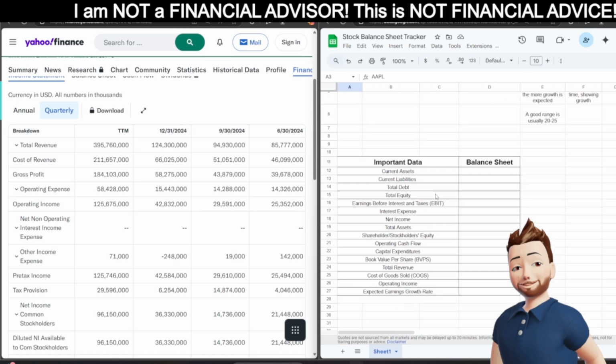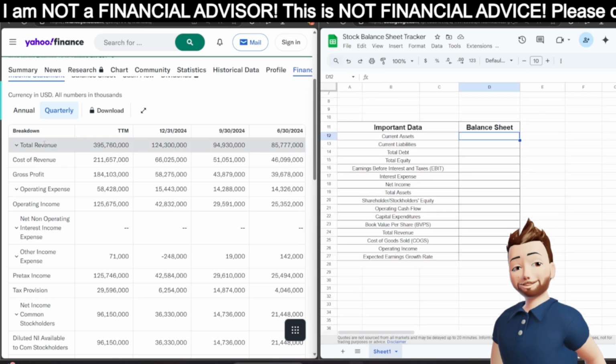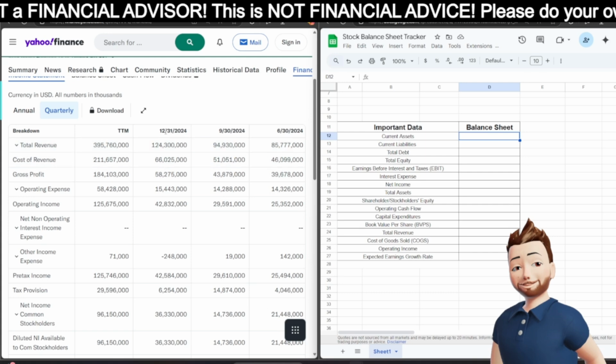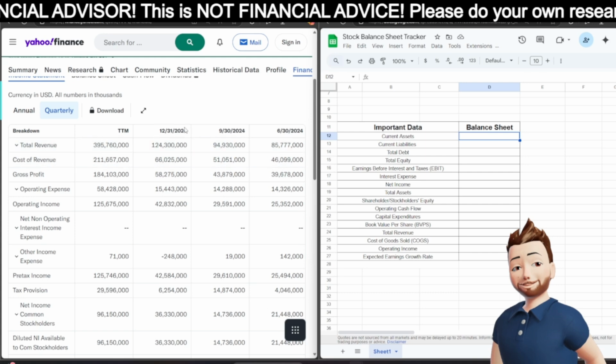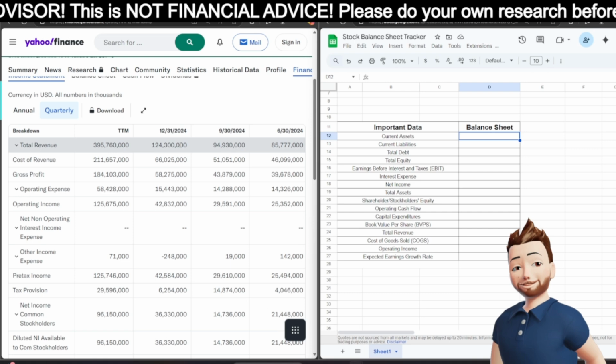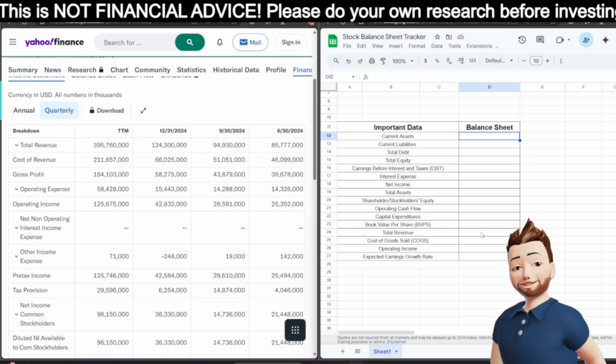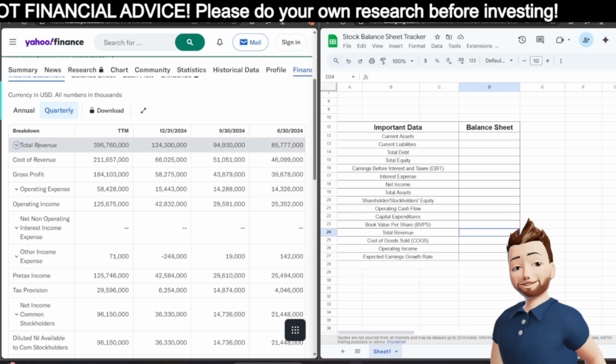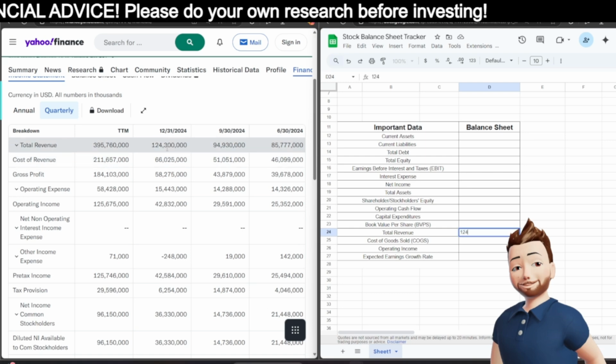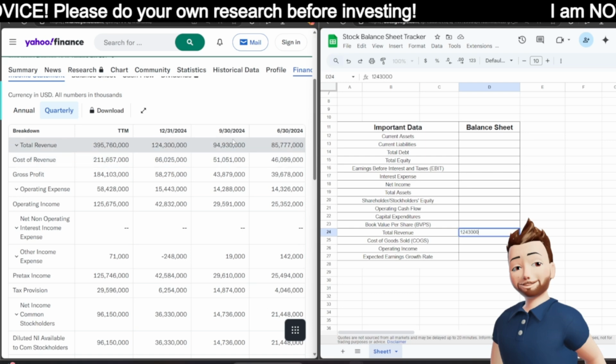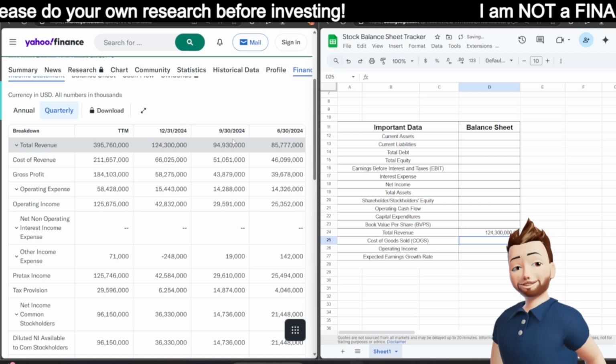So we're going to start plugging some data into the spreadsheet as we look at the balance sheet. I'm going to go off of December 31st, 2024. That's the last quarterly report that came out. I'm going to fill in, first of all, total revenue. As you will see, total revenue comes in at 124,300,000. Again, this is a matter of just plugging numbers into the spreadsheet.